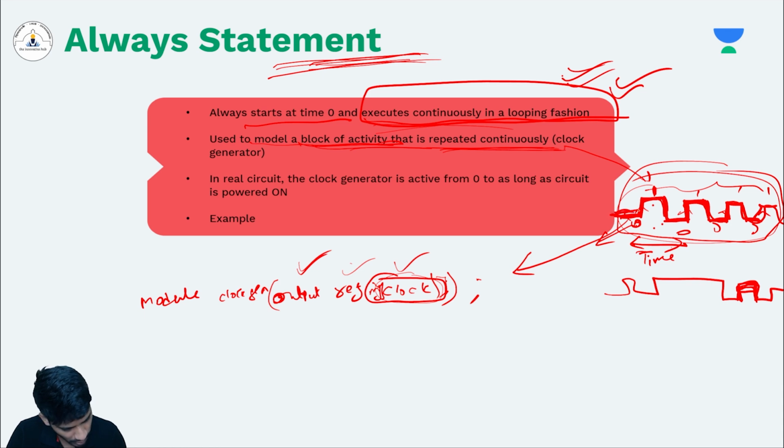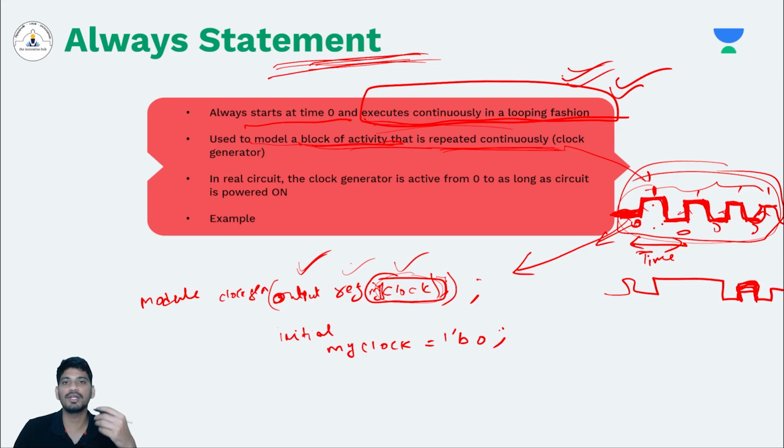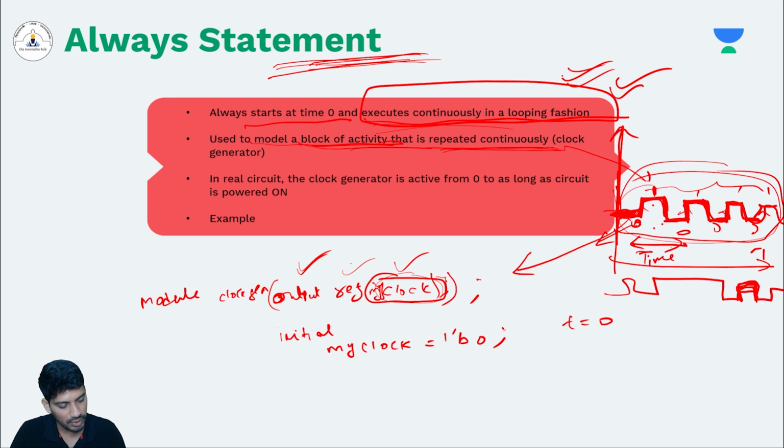First thing I need to do is I have to initialize my clock to 0, right? So this is where the initial block will help you. You can directly write initial my clock is equals to 1'b0. So what does this do? It will initialize your clock variable to 0 at the beginning of the simulation. At time is equals to 0, your clock is 0. That is what we want, right? This is, let's say, time axis. At time is equal to 0, your clock signal is 0. That is ensured by this initial statement.